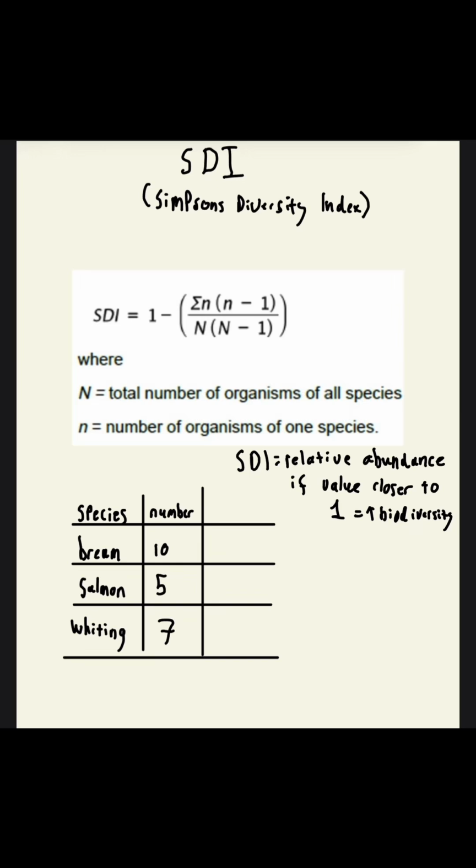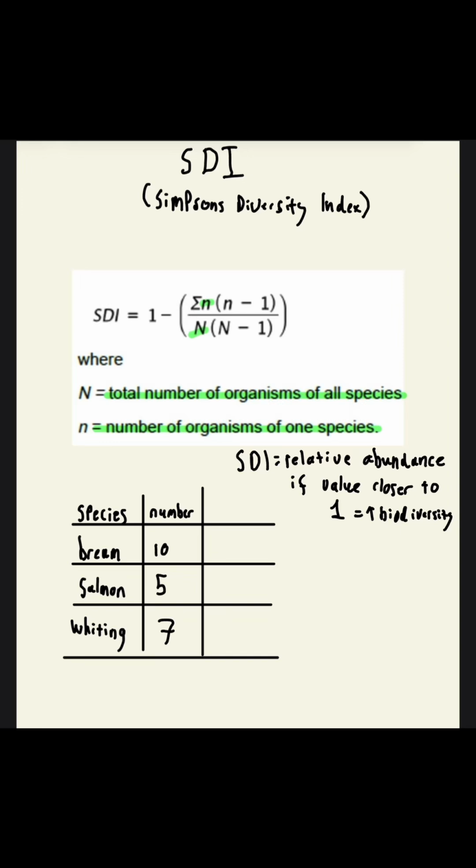So if we have a look at the actual formula, we can see that there are two N's. There's a capital N and a lowercase n. Now, capital N is the total number of organisms of all species, and little n is the number of organisms of one species. There's a few ways you can calculate SDI values. I mean, there's only one formula, but there's a few ways of working it out.